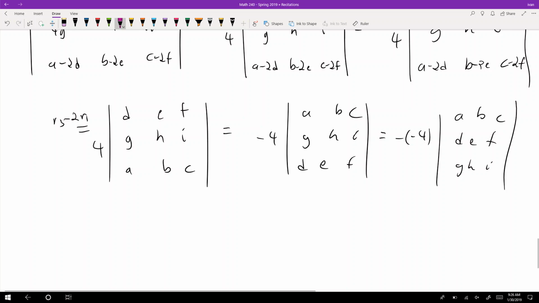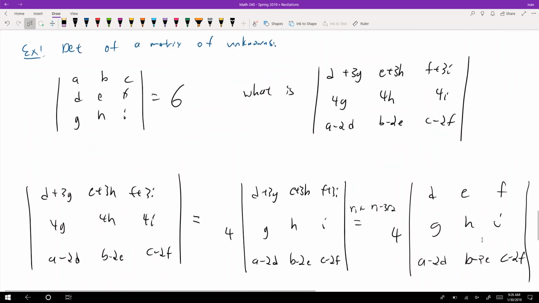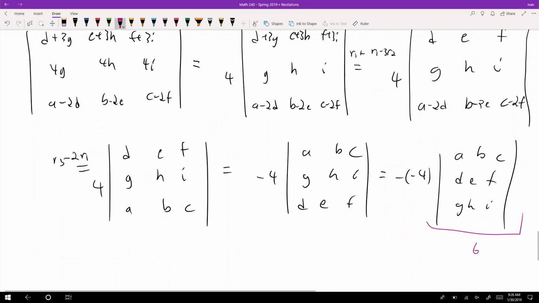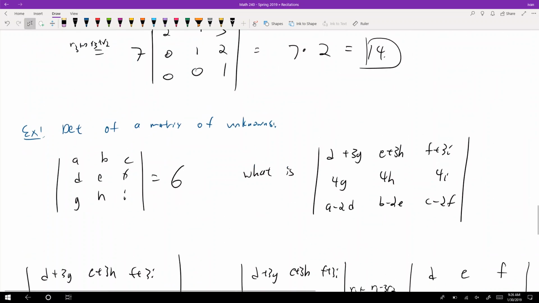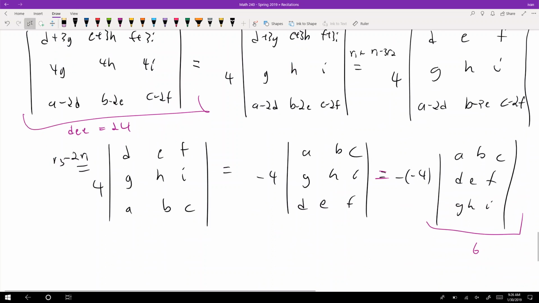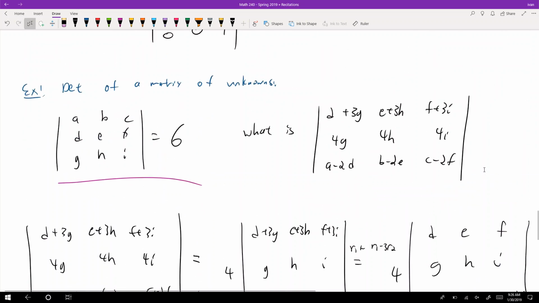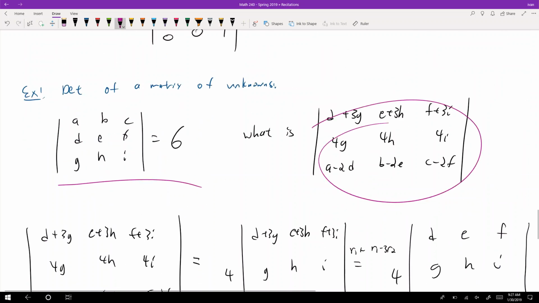Now, what's the determinant of this thing? 6, right? It's given up here. So the determinant of this big matrix is going to be equal to negative or positive 4 times 6. So then this determinant is equal to 24. Why is it equal to 6? I just said it was equal to 6. It's just given to you. That's why we're trying to get down to A, B, C, D, E, F, G, H, I in the first place, because we know what that determinant is, but we don't know what this is. So that's why we row reduce down to this one.